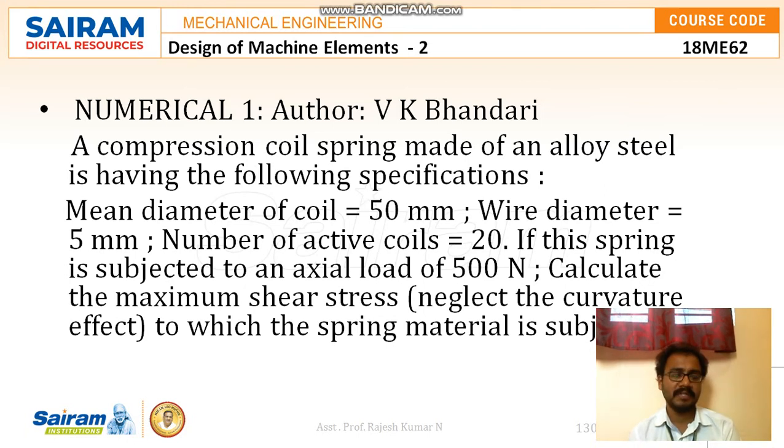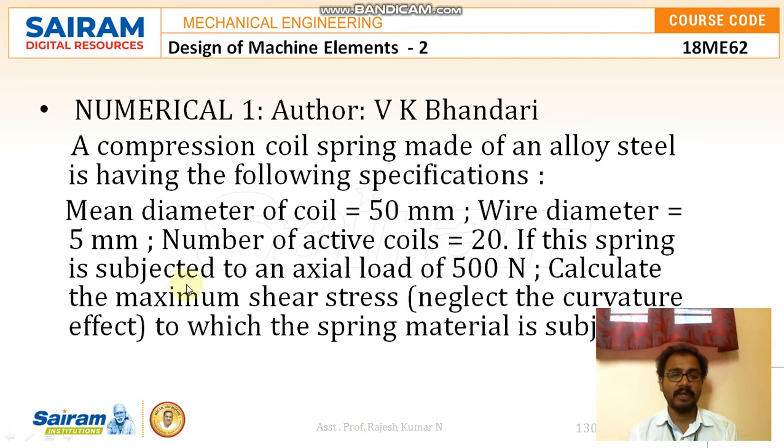Mean diameter of the coil, we know mean diameter is nothing but D, and wire diameter, that is small d, 5 mm, and number of active coils. The meaning of active coils, I think everyone is aware: if you take any spring, it is having many coils. Out of that, how many coils are active or how many coils are inactive? It is not compulsory that all the coils should be active. Depends. Some coils can be active, some coils may not be active.